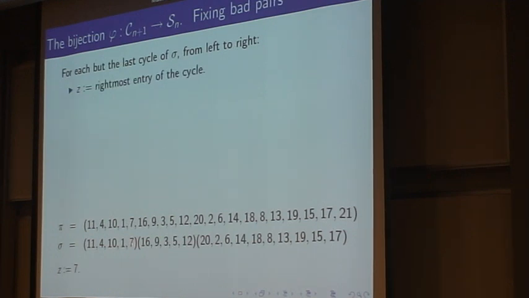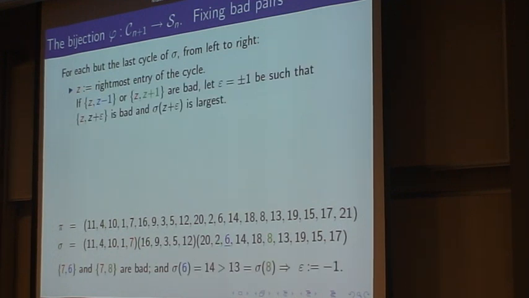So I look at the rightmost entry of the first cycle, which is a place where something could go wrong. What could go wrong is that 7, 8 and 7, 6 could be bad pairs because the image of 7 has changed. In this case, they are both bad pairs. If they are both bad, I'm going to choose the one where sigma of 6 or sigma of 8 is larger. In this case, sigma of 6 is larger. So 7, 6 is the bad pair that I'm going to fix first.